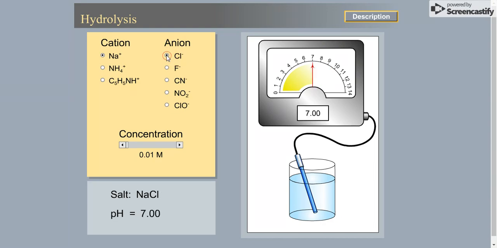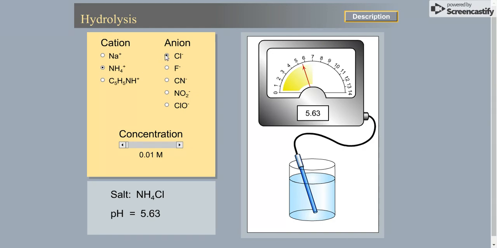Now let's choose the chloride as our anion and go through the different cations. We've already done sodium chloride to make a neutral pH. So what about chloride and ammonium ion to form the ammonium chloride salt? Notice it is acidic. It has a pH of less than 7, which means we must have produced some hydronium ions. So which of these ions reacted with water to form hydronium ions? Can you write the hydrolysis equation?